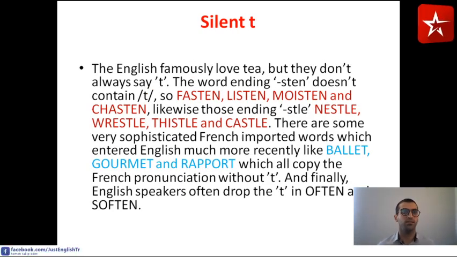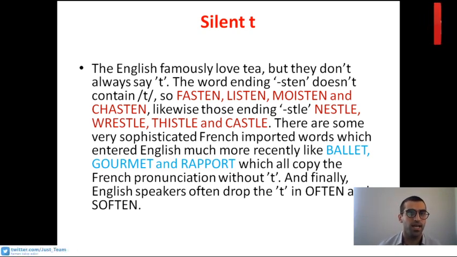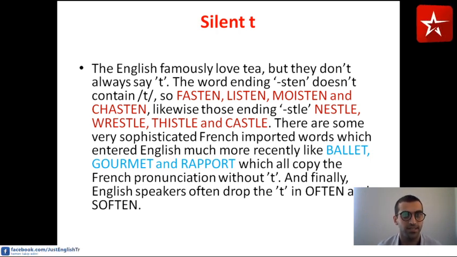Next silent letter is T. The English, it means English people, famously love tea, but they don't always say T. The word ending in S-T-E-N doesn't pronounce the T. For example, fasten. Fasten your seatbelt when you get into the car. Fasten. Listen, pronouncing the T is wrong. Moisten, we say, and chasten. Likewise, those ending in S-T-L-E: nestle, wrestle, diesel, or castle. So these kinds of words contain T, but it's not pronounced.